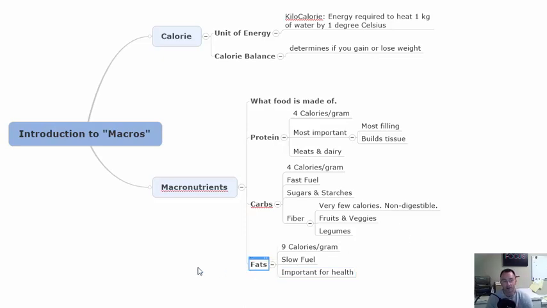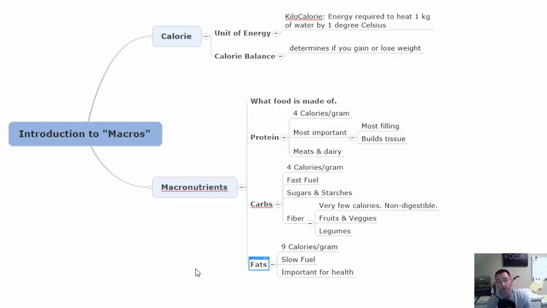Now lastly, let's talk about fats. Fats are 9 calories per gram, making them the most dense energy source of all the macronutrients. They're over 250% more dense than protein and carbs. So if you want to reduce your calories, keeping your fat in check or lowering your fat intake can be very useful. Fat is like a slow fuel. Your body uses it for low intensity movement or at rest.